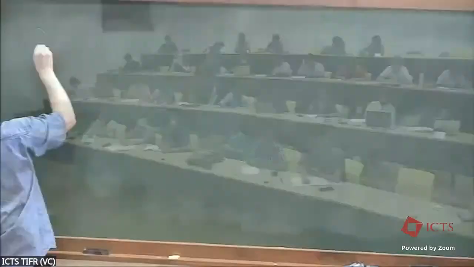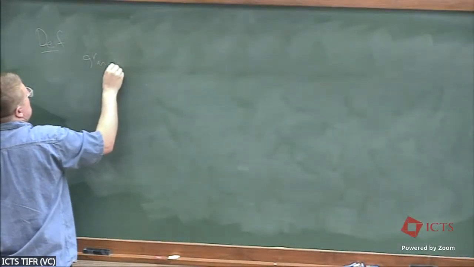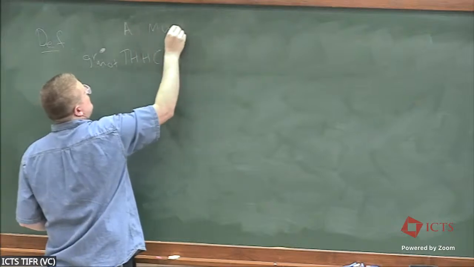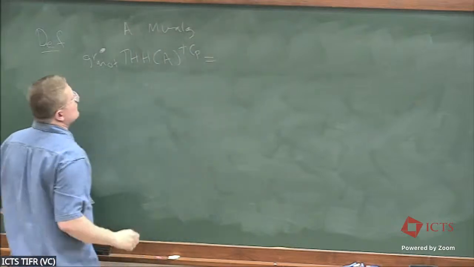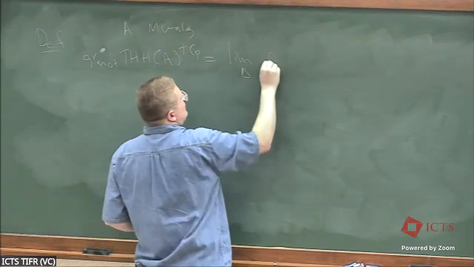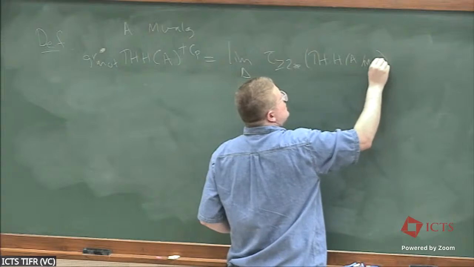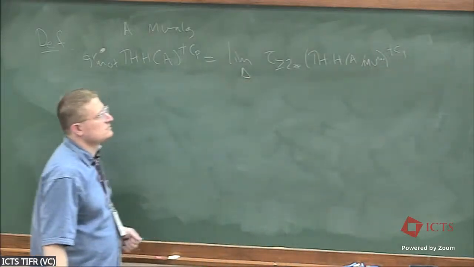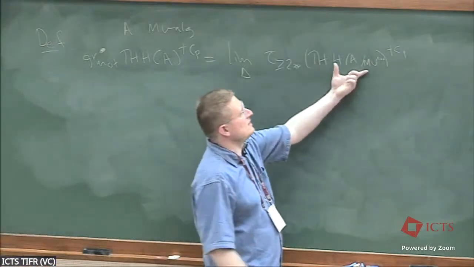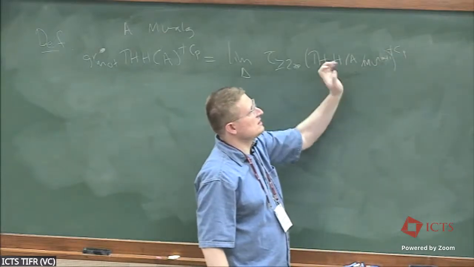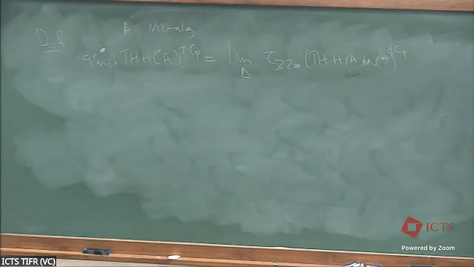So first I'm going to need to let gr of THH of A, say A is an MU-algebra again, be the limit over Delta of tau greater than or equal to 2 star, the same kind of thing, THH of A over MU smash bullet plus 1. I may want to assume that this thing is p-torsion free to get this to work out nicer, but let me not worry about that for now.